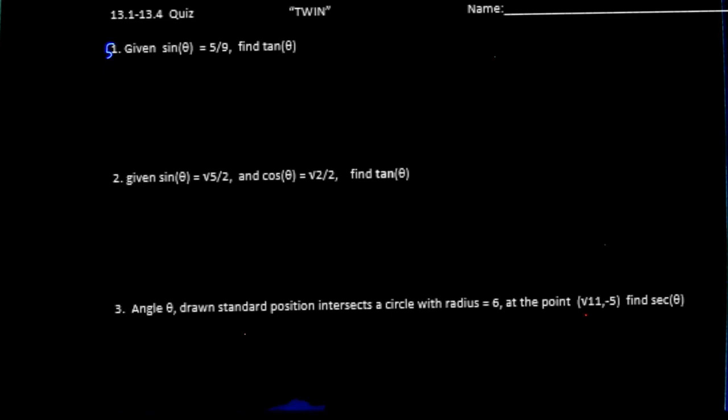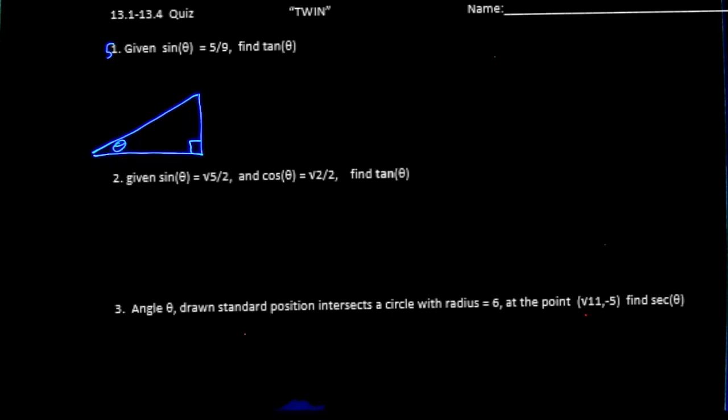So let's start with the first question, just a classic trig problem. Given the sine of an angle is 5/9, find the tangent of that angle. Now, it's going to be a little different for me on orientation because I'm not writing on a screen, I'm writing on a piece of glass and trying to line up.